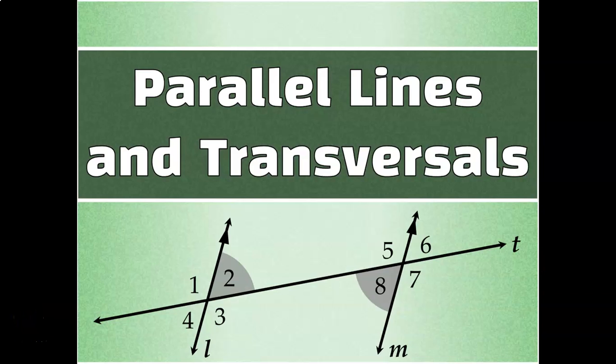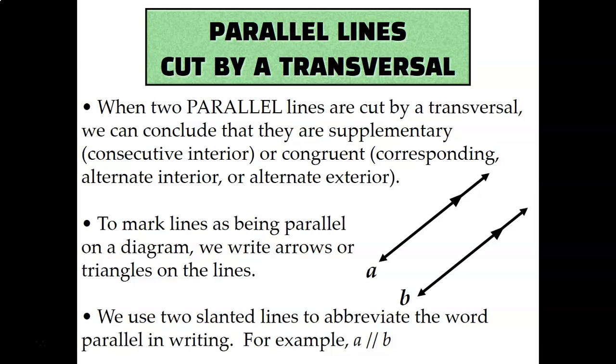Let's talk about the kinds of angles that are created when parallel lines are cut by a transversal. First, let's talk about how to label parallel lines on a diagram. To label two lines as being parallel to each other, you put these little triangles pointing in the same direction on the lines. Sometimes instead of triangles, you'll also see them drawn as arrows instead. And the notation, if you're writing that two lines are parallel, is two slashed lines, like what you see here. So this statement right here would be read as line A is parallel to line B.